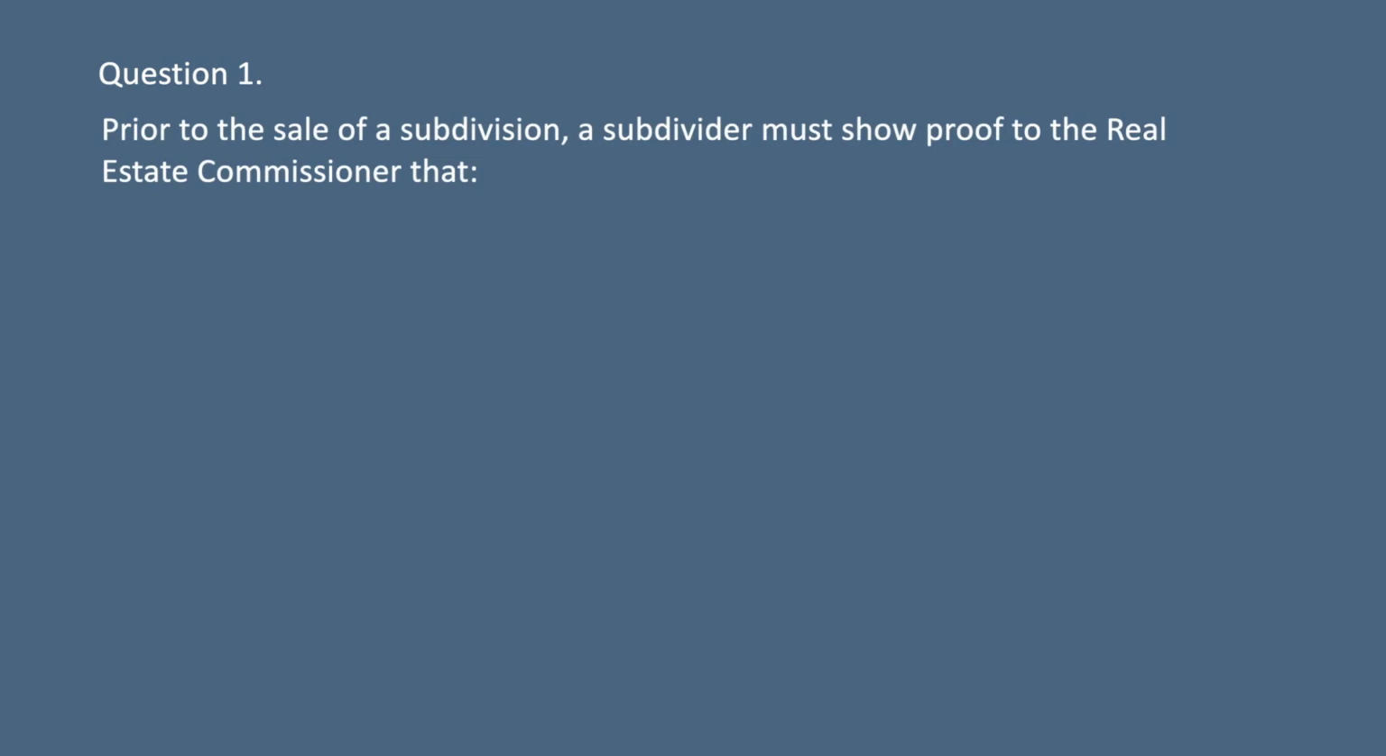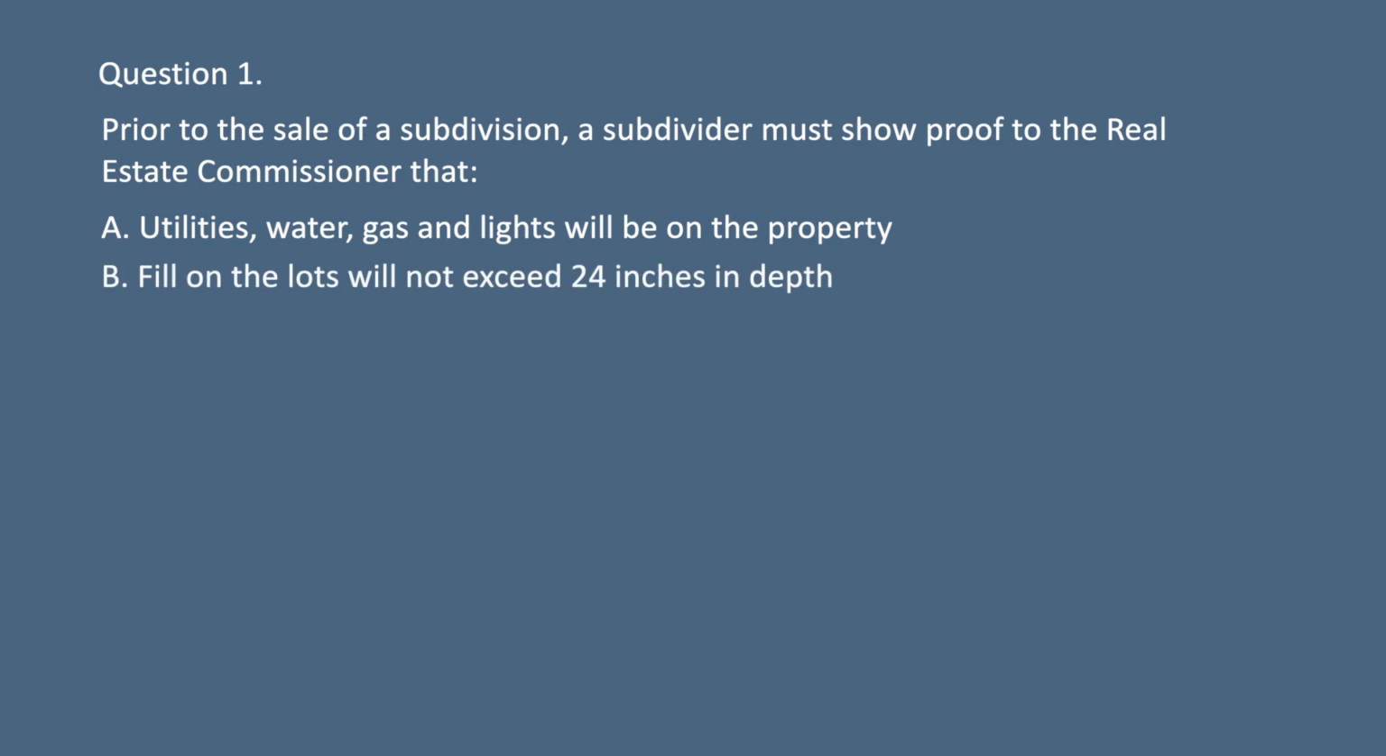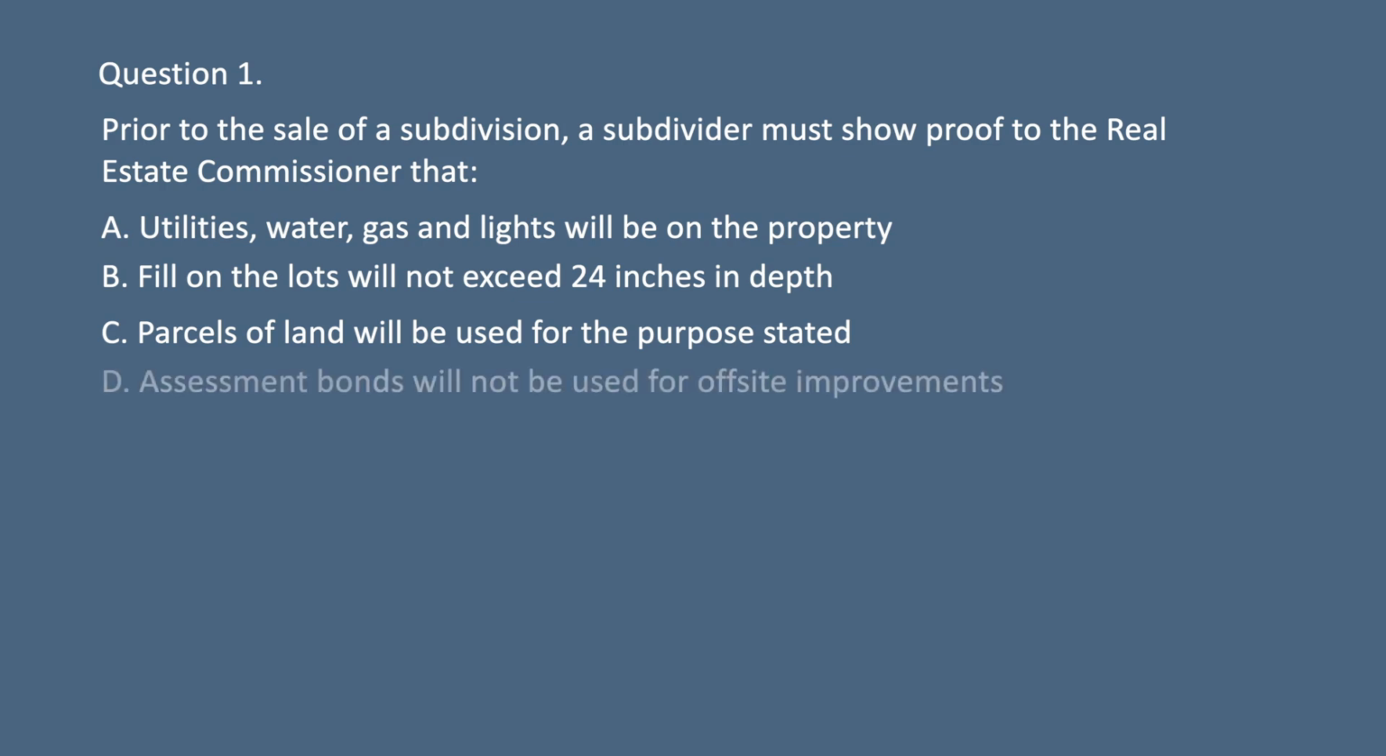Question 1. Prior to the sale of a subdivision, a subdivider must show proof to the real estate commissioner that A. Utilities, water, gas and lights will be on the property. B. Fill on the lots will not exceed 24 inches in depth. C. Parcels of land will be used for the purpose stated. D. Assessment bonds will not be used for off-site improvements.